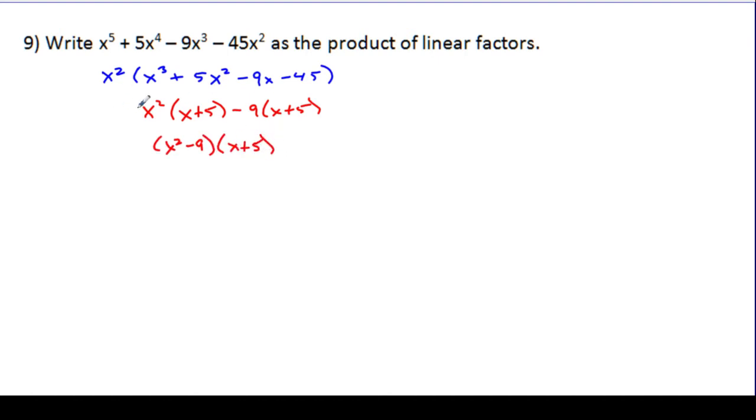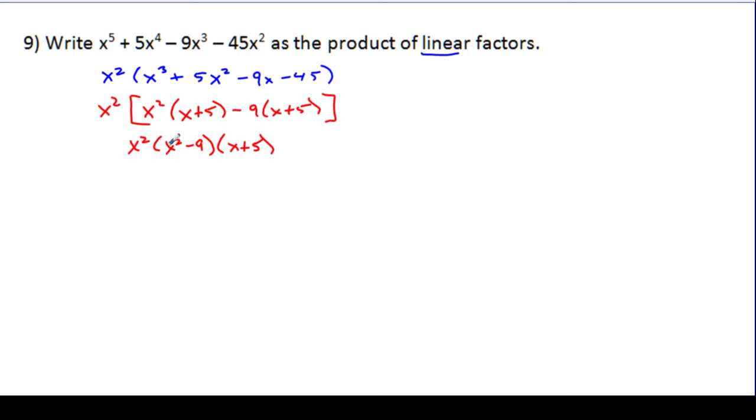And then we're not going to forget that around this entire big expression, that x squared was sitting out front the whole time. So I'm going to bring that down and not forget about it. However, we are still not done. X squared minus 9, if they're saying the product of linear factors, linear means highest exponent of 1, and that means that x squared minus 9 has to be broken down one more time.